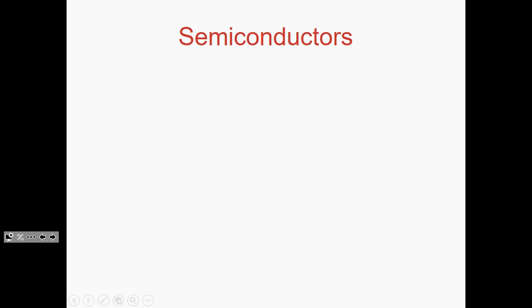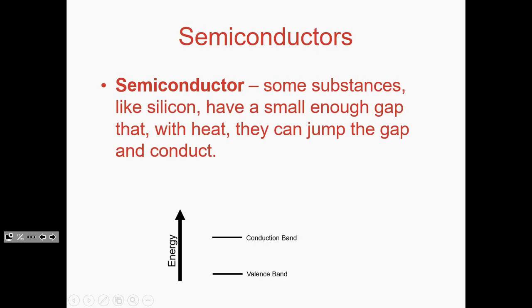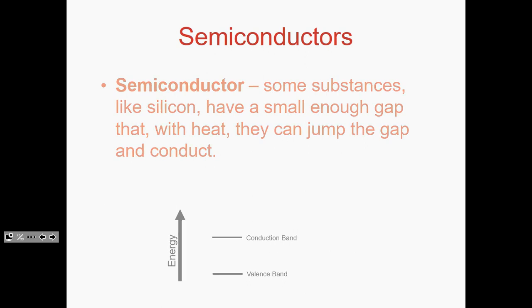And in a semiconductor, we have substances like silicon that have a small enough gap that with a little bit of energy in the form of heat, the electrons can bridge the difference between the two and conduct. So in a normal situation, they wouldn't conduct, but with just a little bit of added energy, they can move from the valence to the conduction band. And that's because they're not too close together and they're not too far apart. And this is unique to some substances in the periodic table, like silicon.